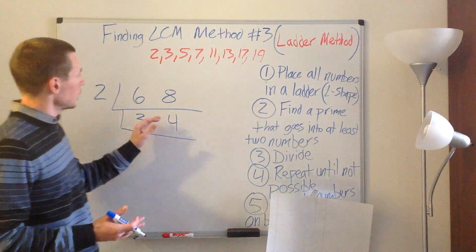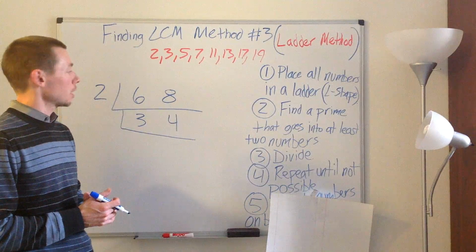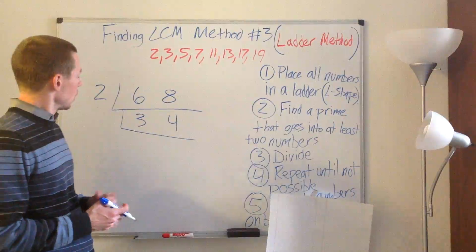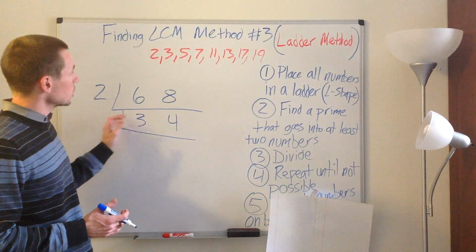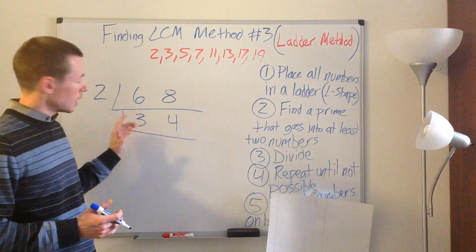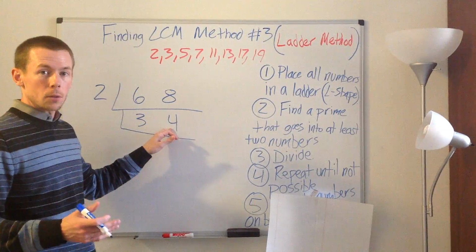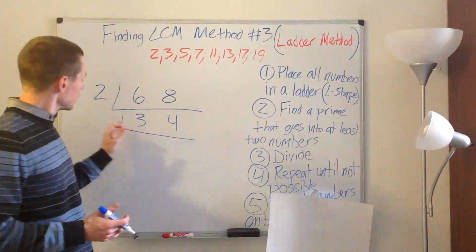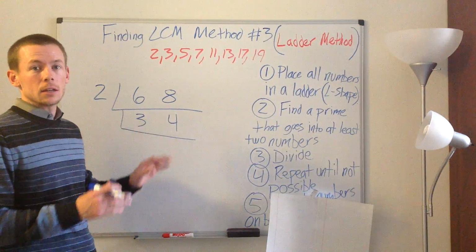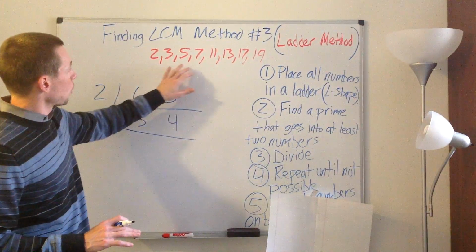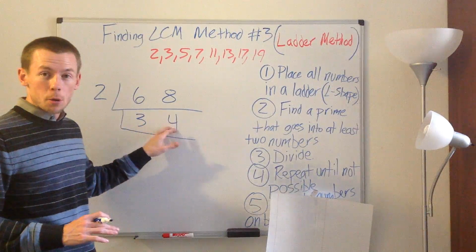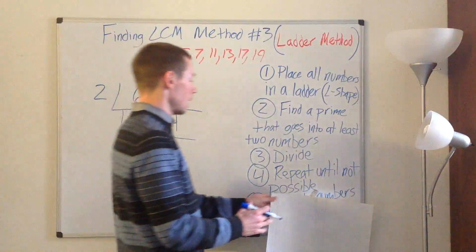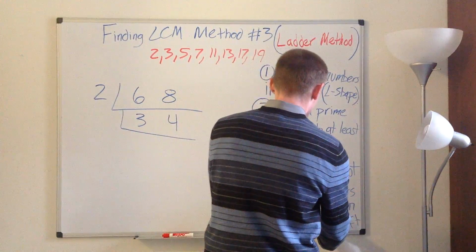So I'm going to go to 3 and 4 and look for a prime number that goes into both numbers. Well, 3 goes into 3 evenly, just one time, but does 3 go into 4? No. 2 goes into 4 twice, but does 2 go into 3 evenly? No. So there is no prime number now that goes into both of these numbers. So now we're done with looking for that.